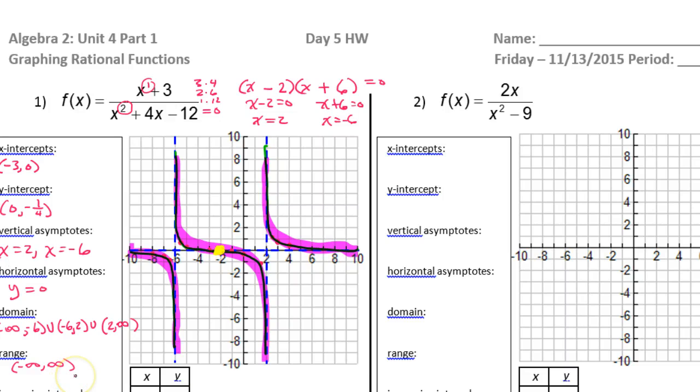Alright, in this video we will continue learning how to graph rational functions. Functions with a polynomial in the numerator and the denominator.